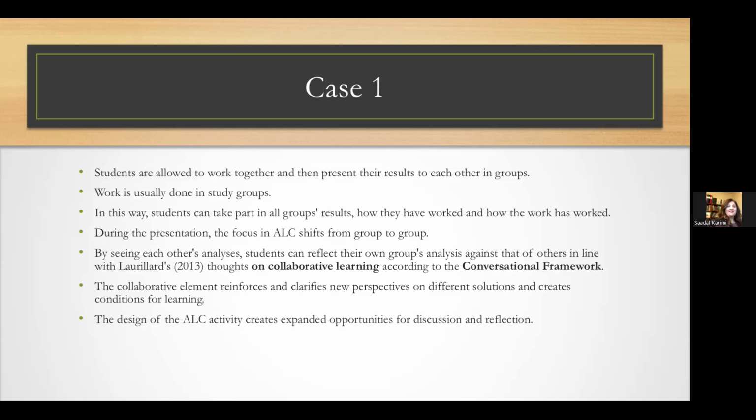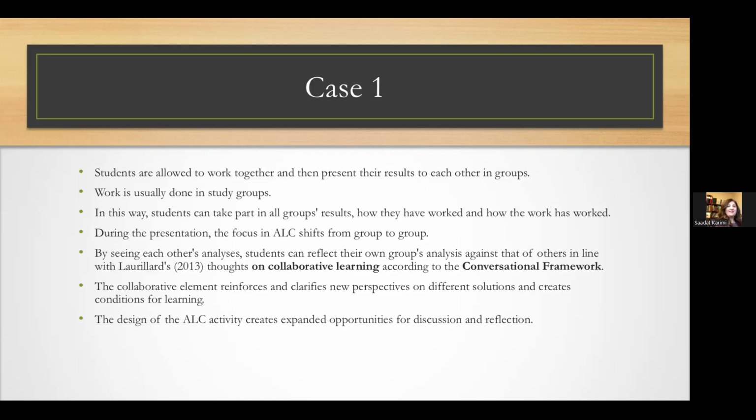Students are allowed to work together and then present their results to each other in groups. Work is usually done in study groups. In this way, students can take part in all groups' results, how they have worked and how the work has worked. During the presentation, the focus in ALC shifts from group to group.